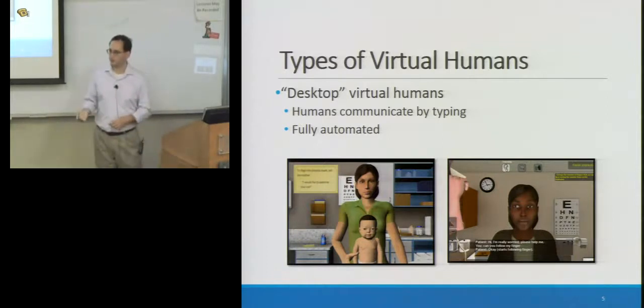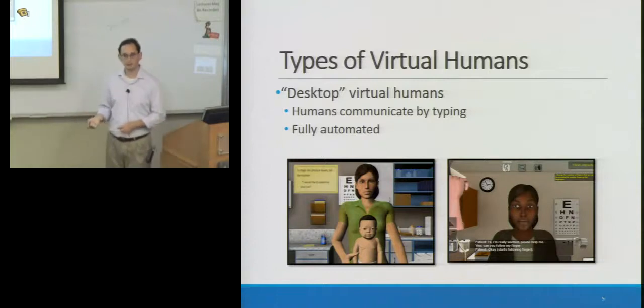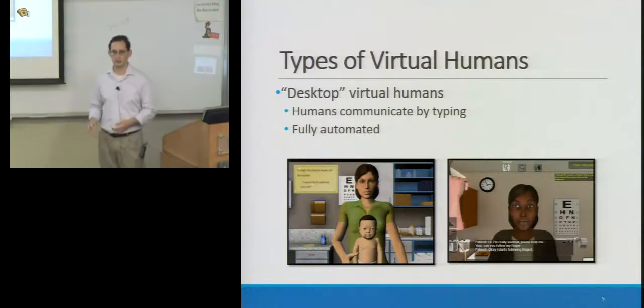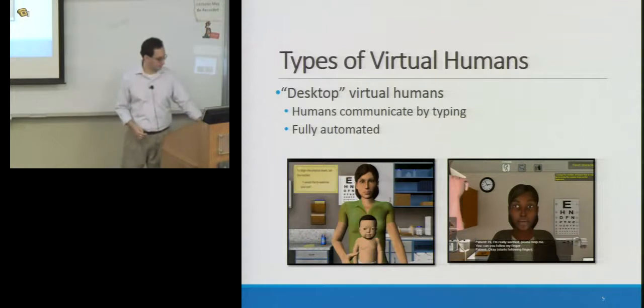Because we can use typing to communicate with these virtual humans, they are fully automated. So you're actually talking to a real computer, which has many benefits. It means they're always available as long as the web server is up and running, which should be 24/7. You can talk to a virtual human. There's very little infrastructure required to set up these exercises. Students can just go and talk to this virtual human whenever is convenient for them.